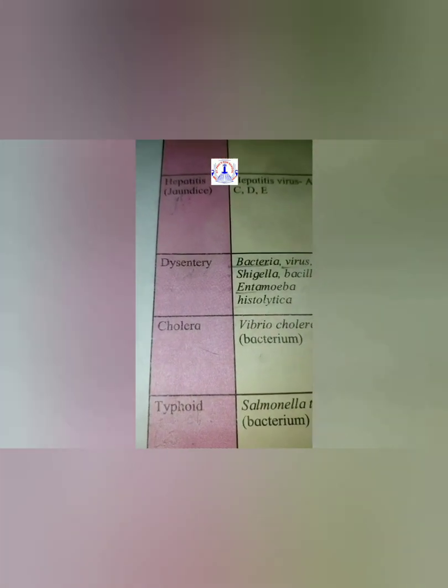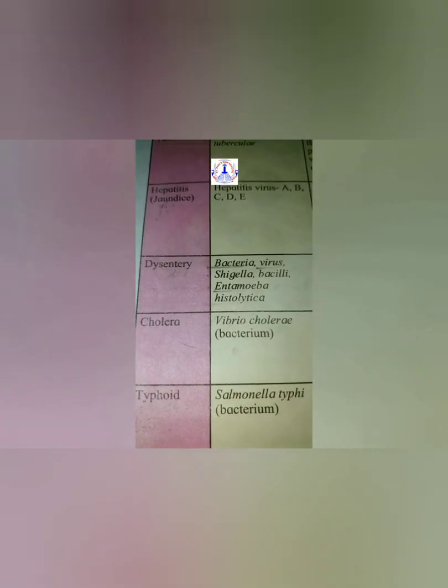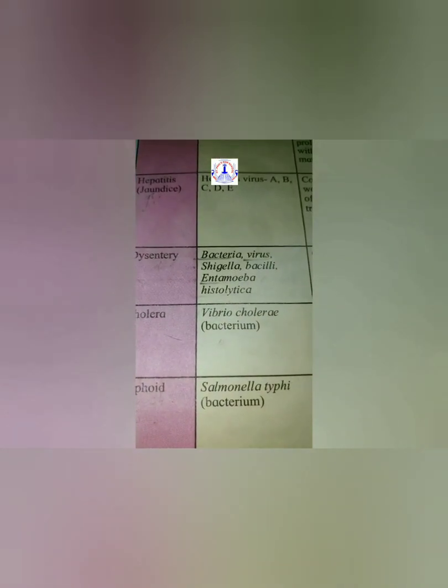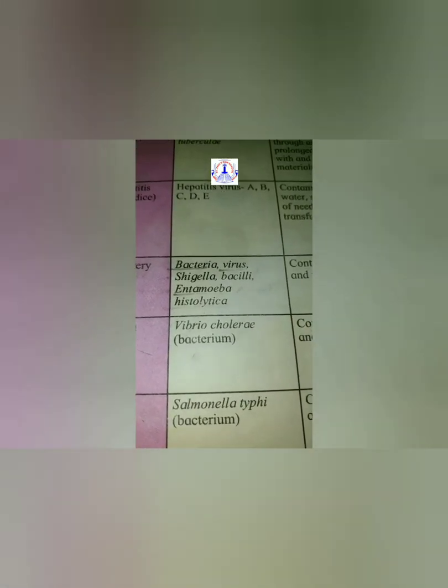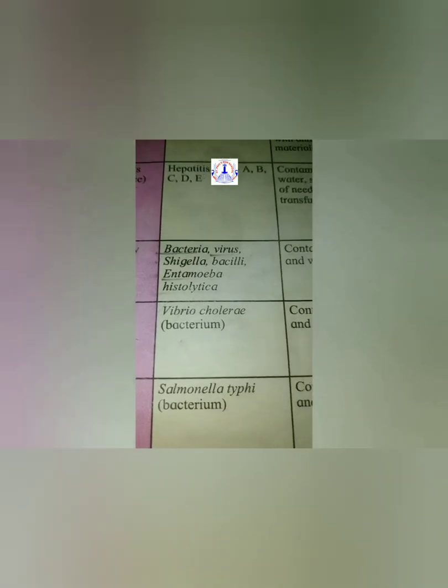Okay. Now next we will discuss dysentery. Dysentery can be caused by various reasons. It can be bacteria or virus. Shigella and bacilli are bacteria, while Entamoeba histolytica is actually a protozoan. Here the mode of infection is contaminated food and water. Symptoms are watery stool and pains in the abdomen. Watery stool means a lot of water will come out from the body with the stool.